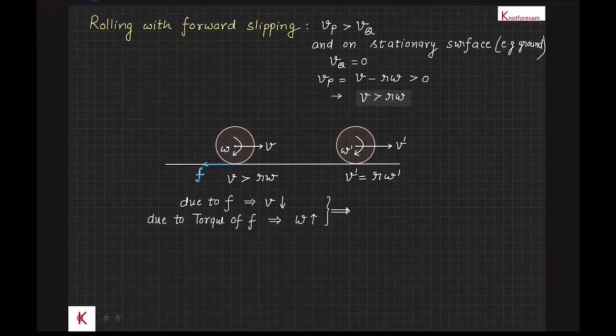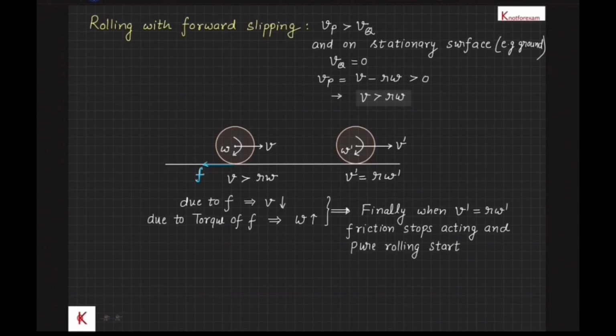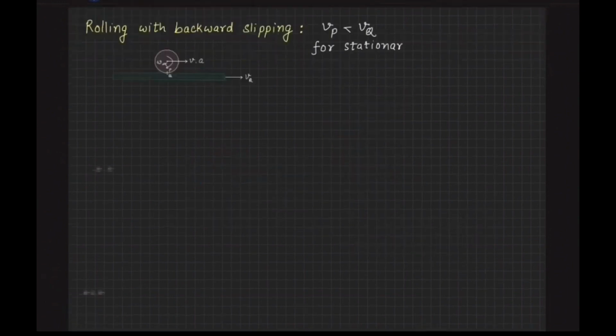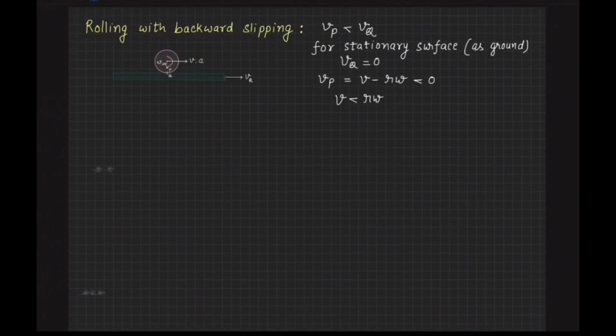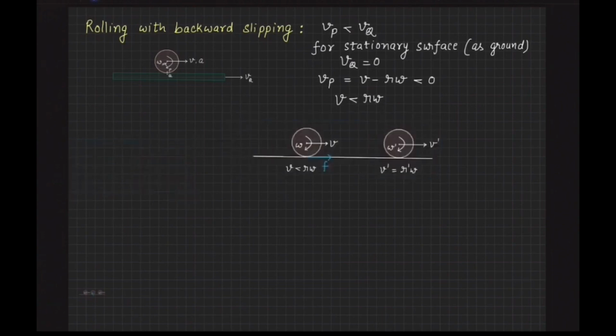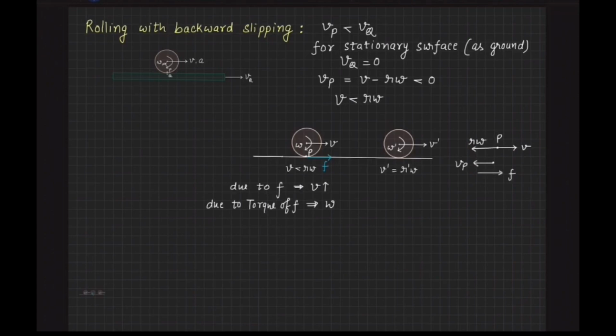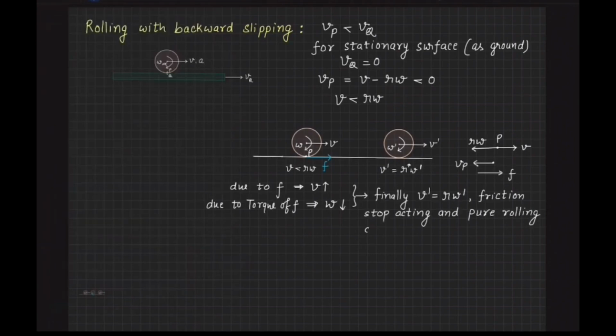Finally, when linear velocity v dash becomes equal to r into final angular velocity omega dash, then relative velocity of contact point will be 0 with respect to surface, and pure rolling starts and friction stops acting. And for rolling with backward slipping on a stationary surface, that is Vq equal to 0, Vp less than 0 or v less than r omega. In this case, friction will act in forward direction, which increases linear velocity v, and torque of friction decreases angular velocity omega until final linear velocity v dash becomes equal to r into final angular velocity omega dash. Then friction stops acting and pure rolling starts.